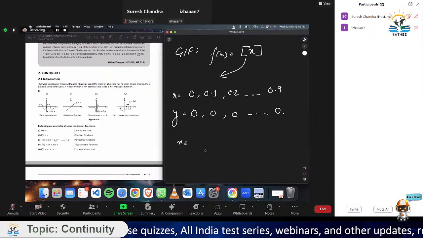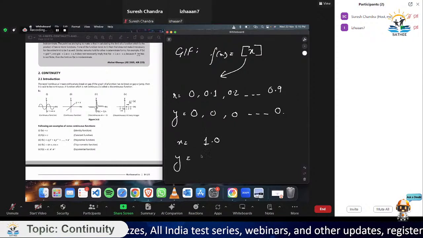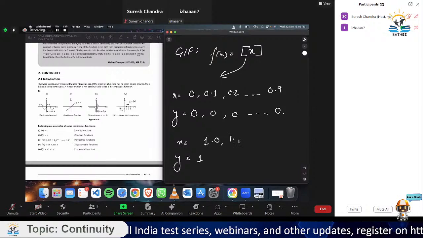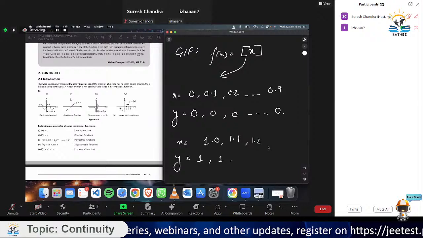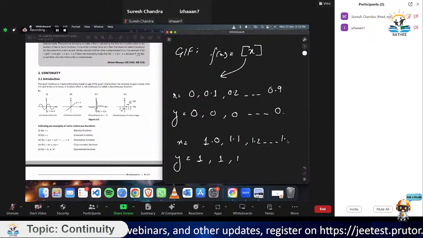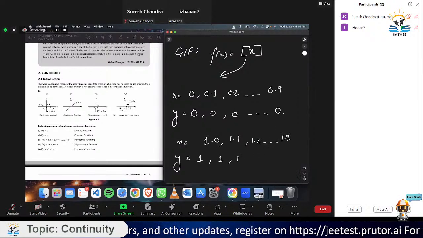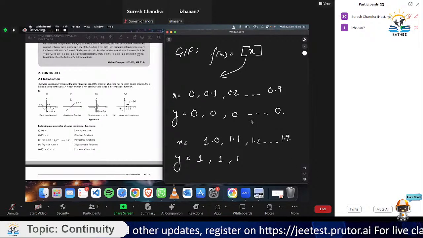और जैसे ही x की वैल्यू हो जाएगी 1.0, सो ग्रेटेस्ट इंटीजर अब कौन सा है इसके पहले? 1। 1.1 पे 1, 1.2 पे 1, कहाँ तक? 1.9 तक। इसको कहते हैं ग्रेटेस्ट इंटीजर फंक्शन। तो इसको अगर हम लोग ग्राफ में प्लॉट करें तो कैसे होगा?